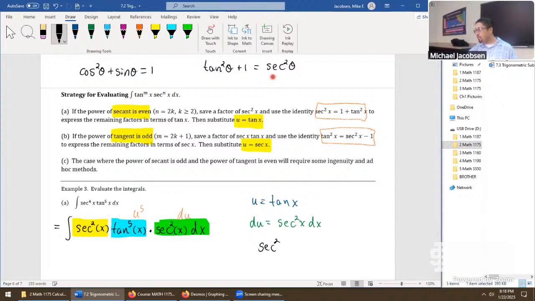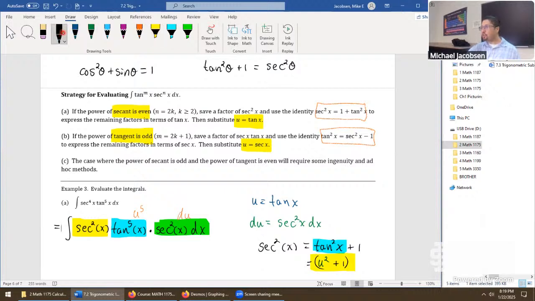Secant squared of x is now tangent squared of x plus 1. That's great because this part right here becomes a u squared plus 1. And now we have our last substitution we're going to make right here.